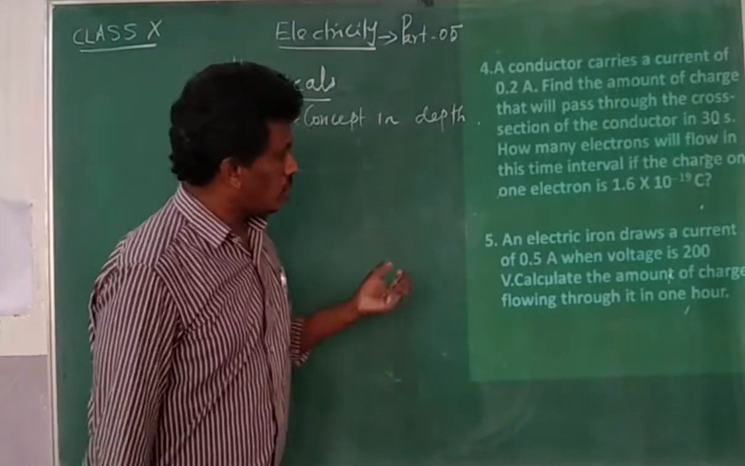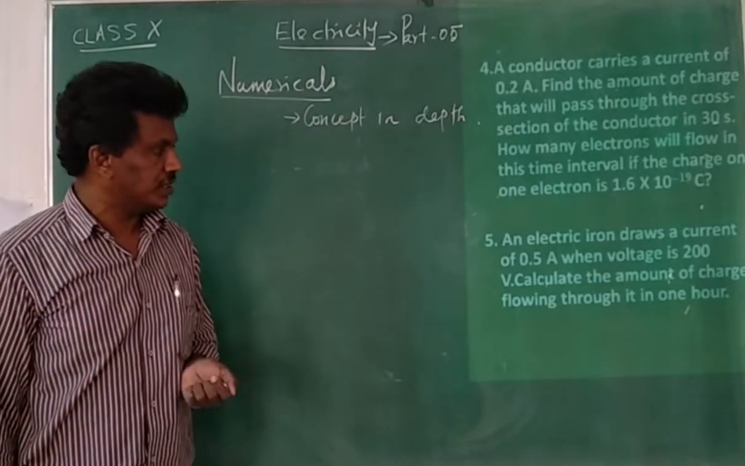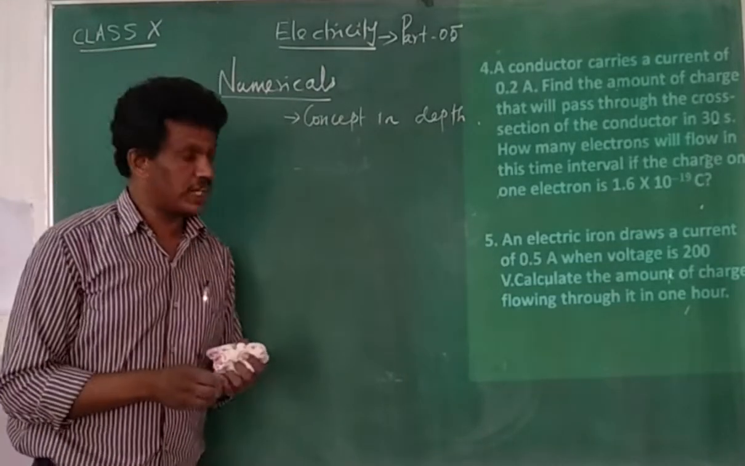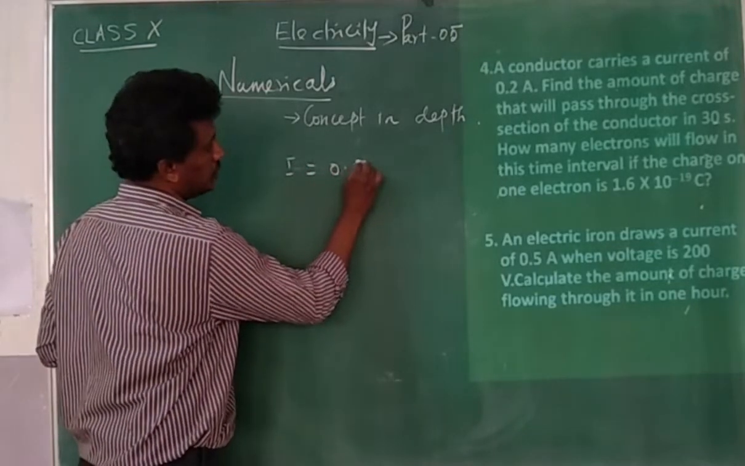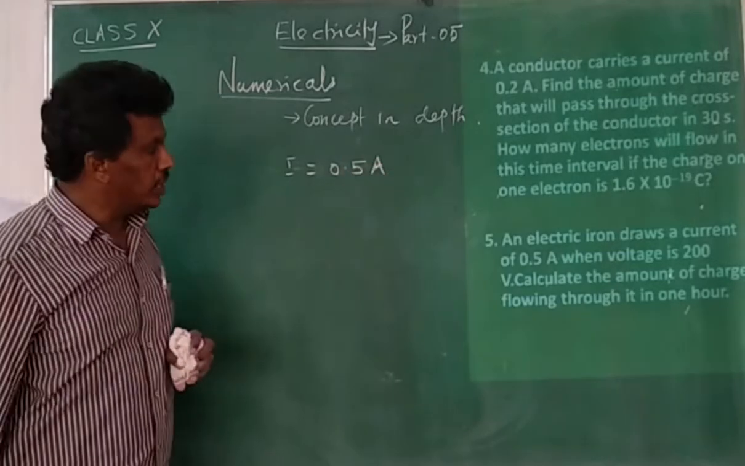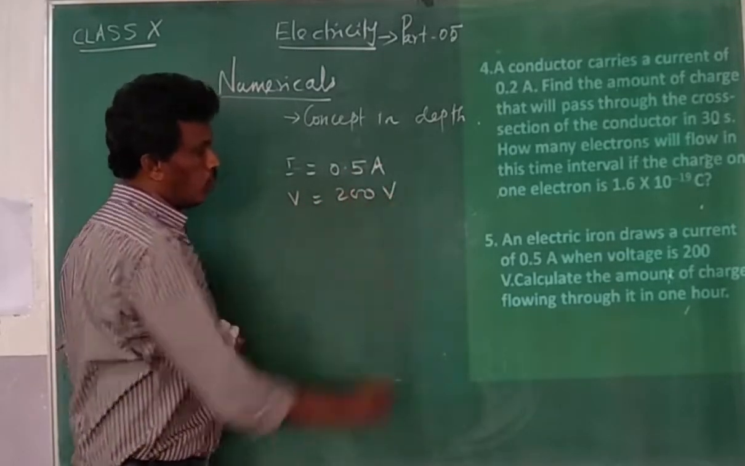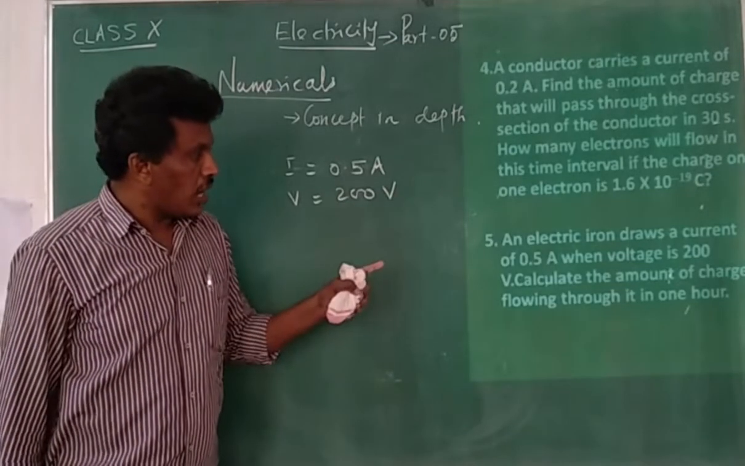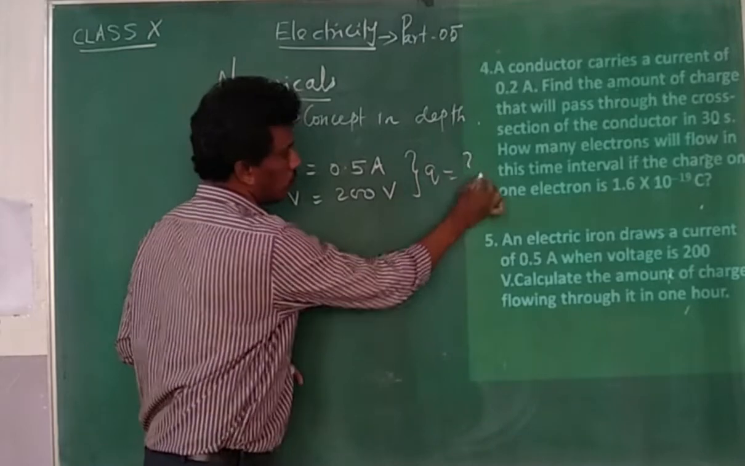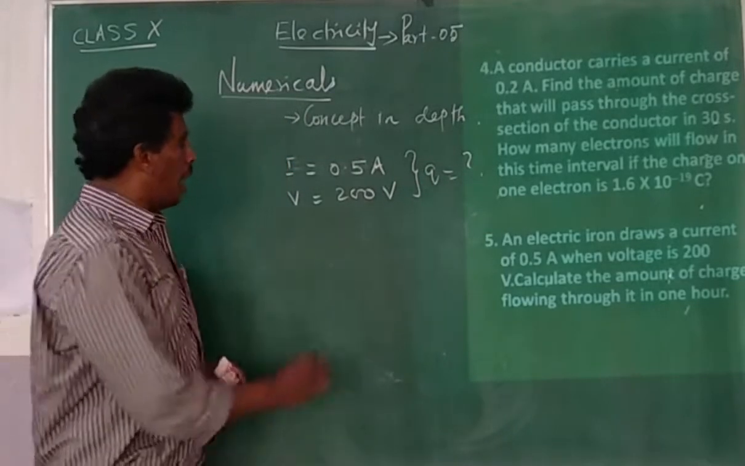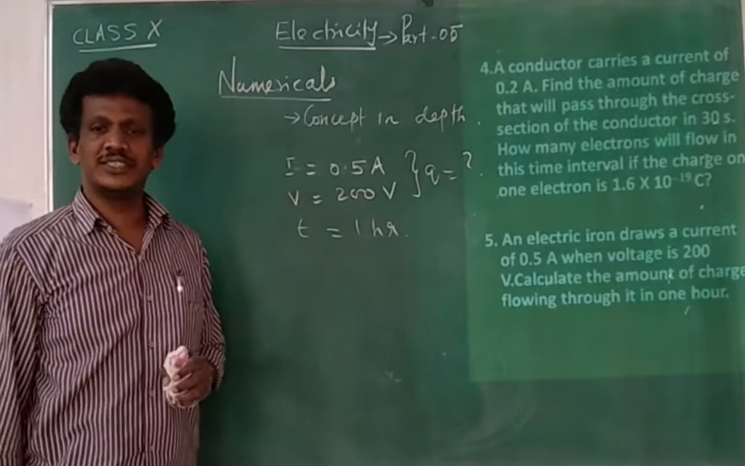An electric iron draws a current I, voltage is given, amount of charge. Yes, this question is somewhat interesting. I is equal to how much? 0.5 ampere. And the voltage, how much is given? 200 volts. Calculate the amount of charge. What are they asking? How much Q, in 1 hour. So time is given. In 1 hour, how much charge?